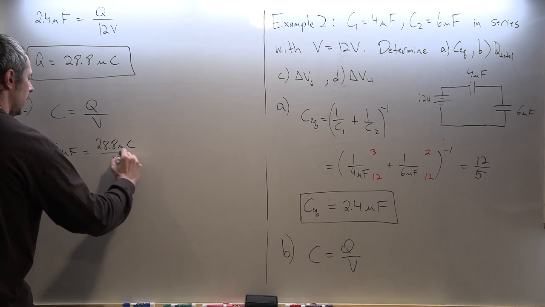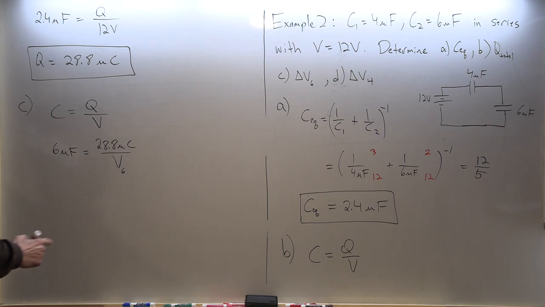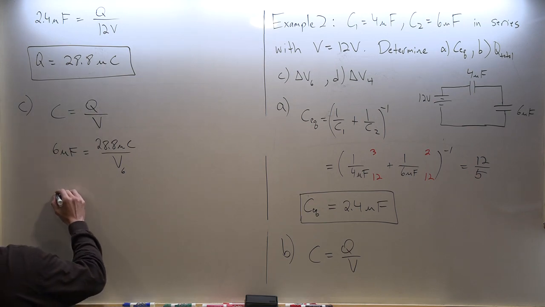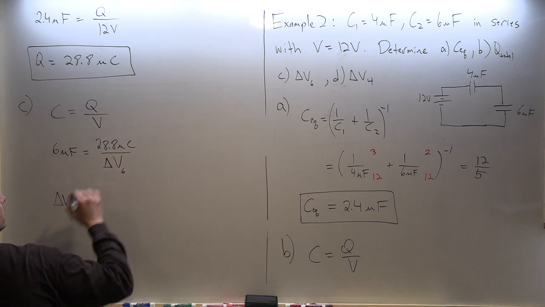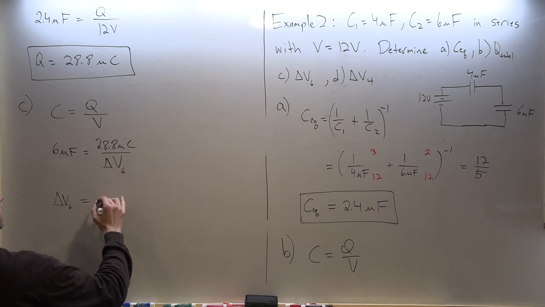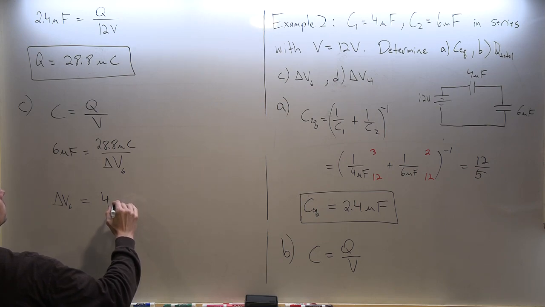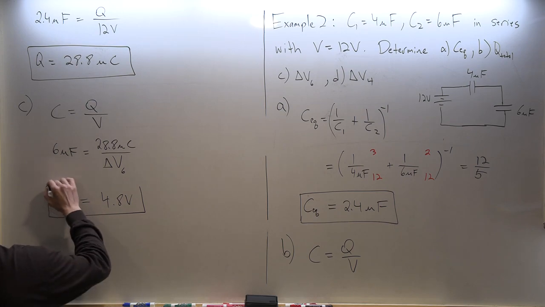And I'm looking for the voltage on the 6 microfarad. So I move this over, I get 6V equals 28.8, divide 28.8 by 6, and I get the delta V. See, I'm kind of throwing the delta in there and sometimes leaving it off. It's fine either way. So that's going to give me 4.8 volts.